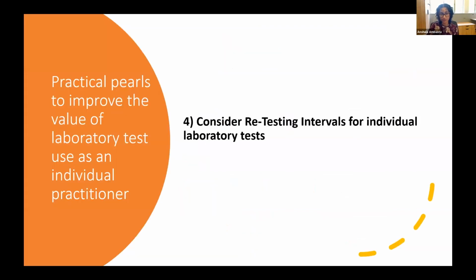So the next practice pearl is consider retesting intervals for individual laboratory tests. Again, if you don't order it too quickly, there's one less test you have to review. There's one less possible abnormal result that you have to worry about what to do about.